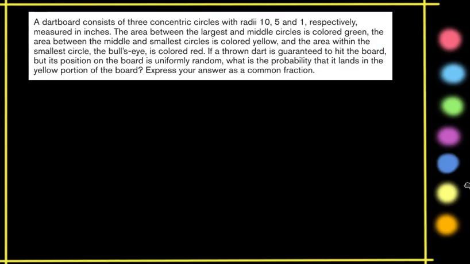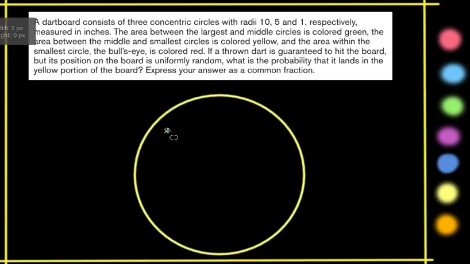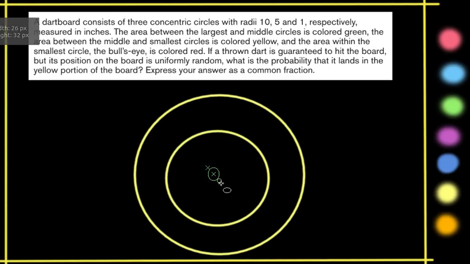This one says a dartboard consists of 3 concentric circles. Okay, let's grab our circle tool. 3 concentric circles. We got a big one. And these are not going to be concentric probably, maybe. Yeah, they're not perfect, but we'll just go with it. Okay, pretend those are concentric circles. And they have radii 10, 5, and 1 respectively.